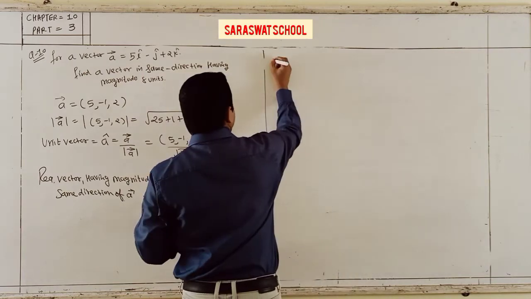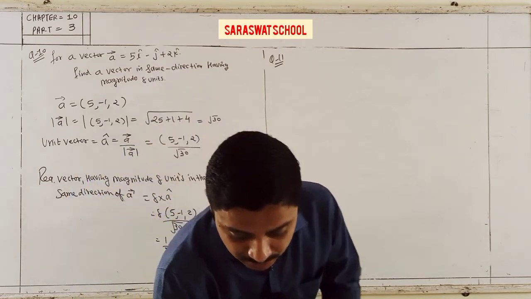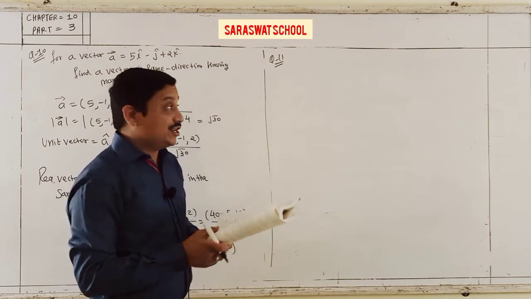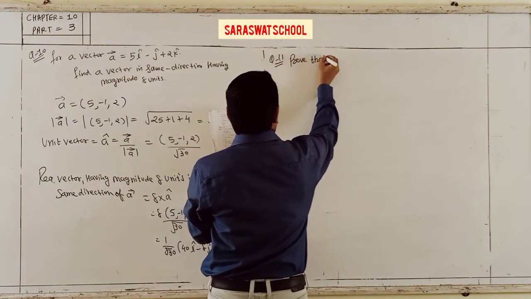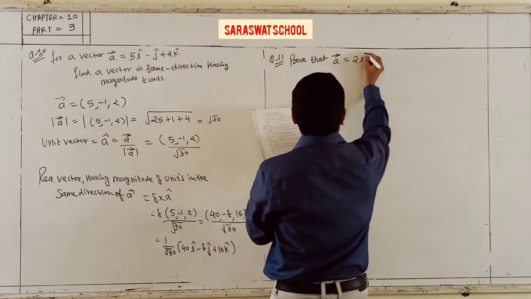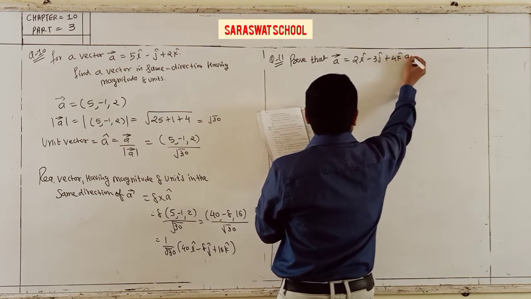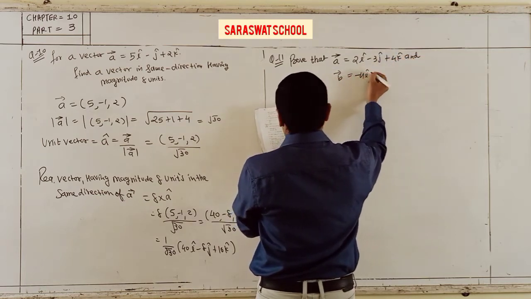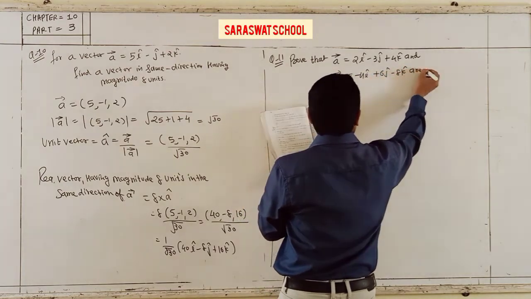Now continue with question number 11. In 11, easily moving. Yes, prove that the given vectors are collinear. Prove that vector A, 2i minus 3j plus 4k, and vector B, minus 4i plus 6j minus 8k, are collinear.